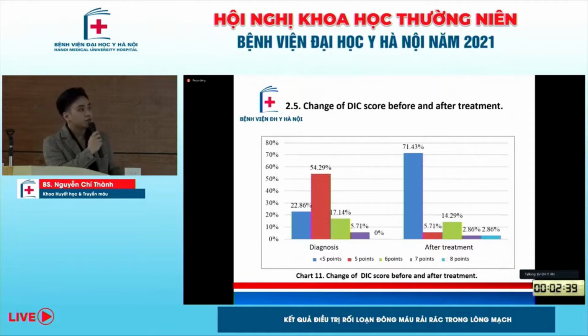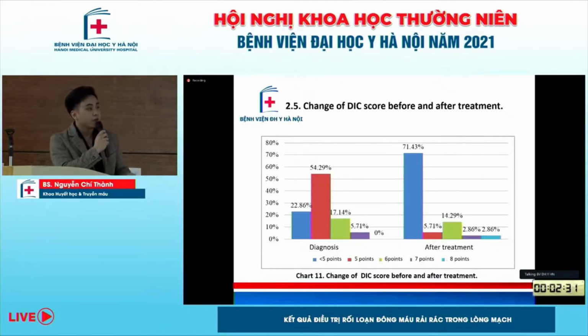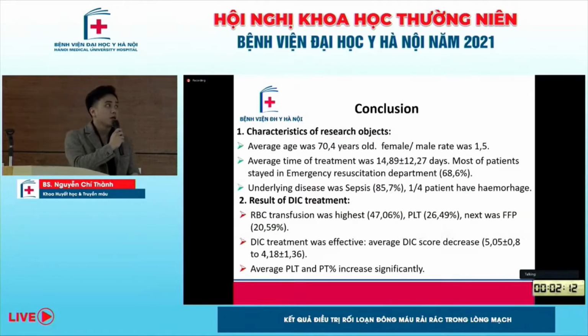After treatment, we find that the DIC score of almost all patients decreased significantly, and almost all patients after treatment have scores less than 5 points. In conclusion, the average age of the patients is 70.4 years old, and the average time of treatment is about 15 days.